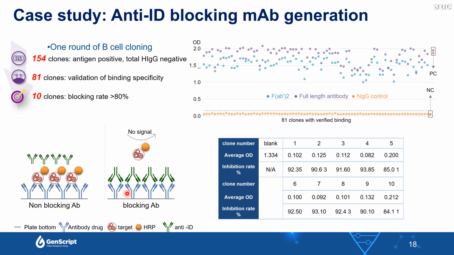In addition, the screening of the blocking anti-idiotypic antibody can also be achieved by coating the target and labeling the antibody drug for detection. After the blocking screening was done, 10 clones with a blocking rate bigger than 80% were obtained.